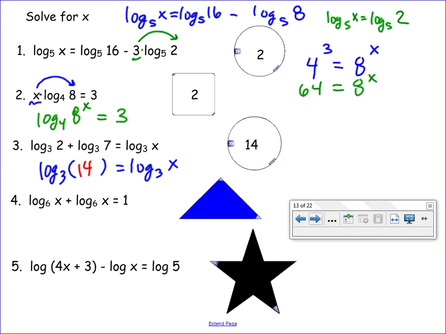Again, condensing a sum of logarithms, no coefficients other than 1, so I'm ready to condense. Log base 6 of x plus log base 6 of x can be rewritten as the log of a product. So it becomes a single log: log base 6 of x times x is x squared. And it looks like that equals 1. I have a single log equal to a number, so I'll go ahead and rewrite in power form, just like bellwork. Base 6 to the first equals input x squared. So I'm getting 6 to the first equals x squared as my power statement.